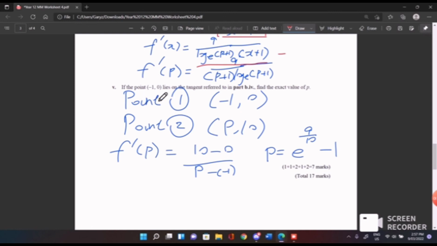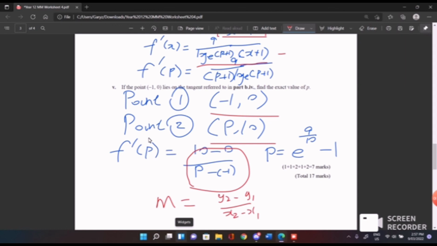If the point (-1, 0) also lies on the tangent referred to this, all we have to do is find the exact value of p. So when the question gives us a point and we have another point given, we can use the gradient formula, which is this. So we can use gradient is equal to x1. Sorry, I meant y. Y is on the top, not x. So I'll quickly rewrite this. So we can get y2 minus y1 on x2 minus x1. This will give us the gradient.